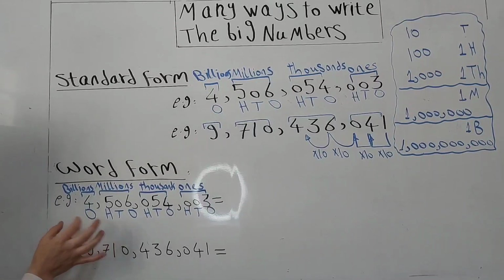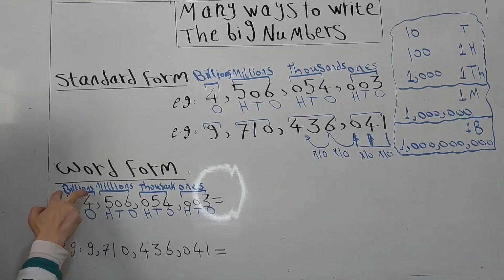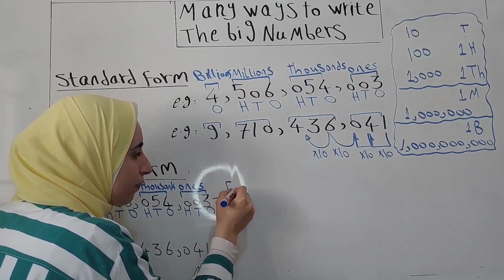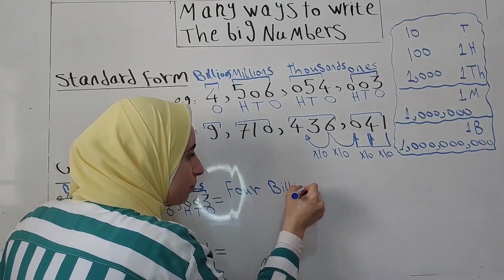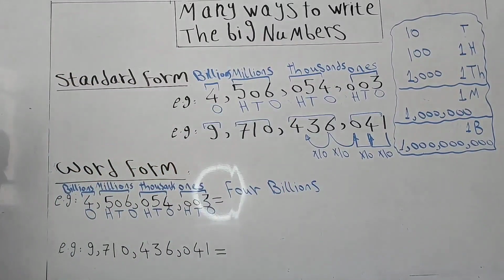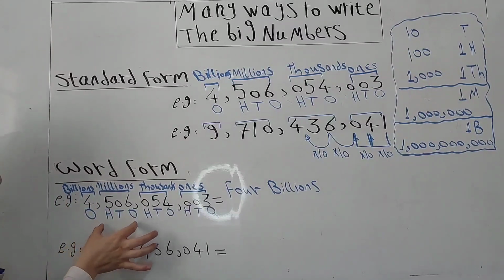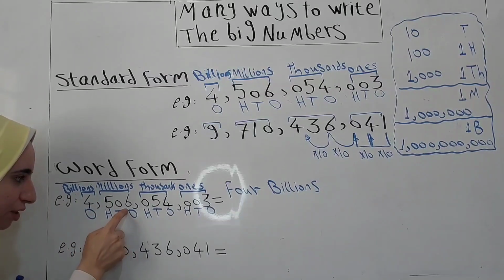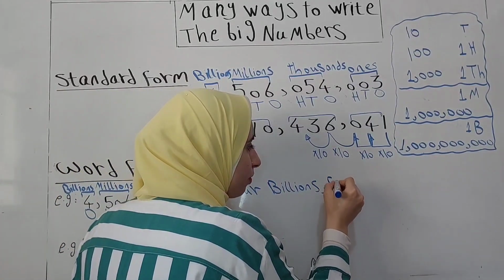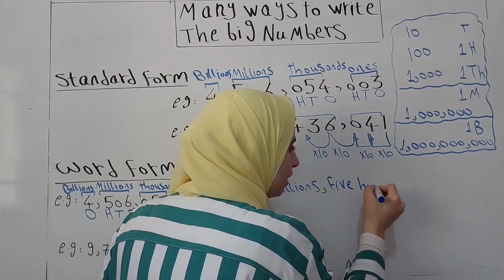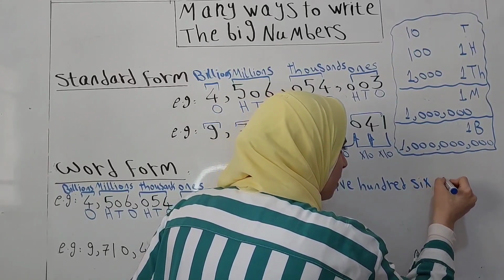Now, we start from the left and read each family alone. We need to write this 4 billions, or also milliard. Now, we go to the millions family. We need 506 millions.